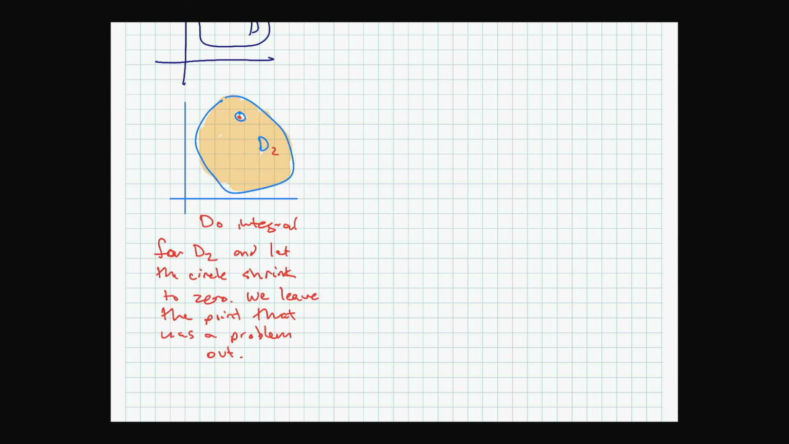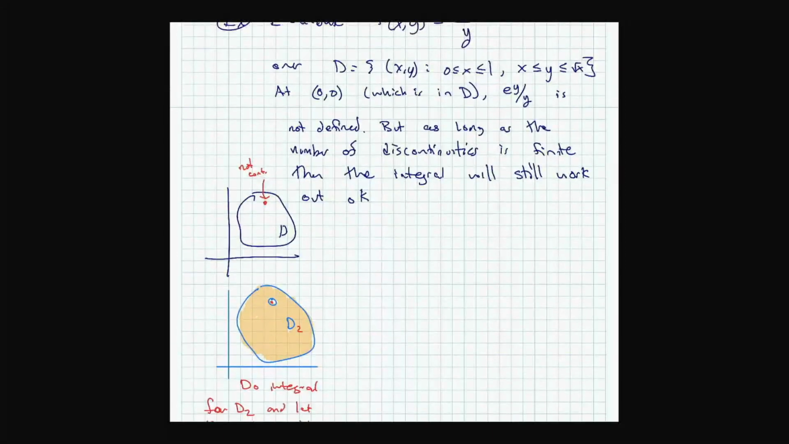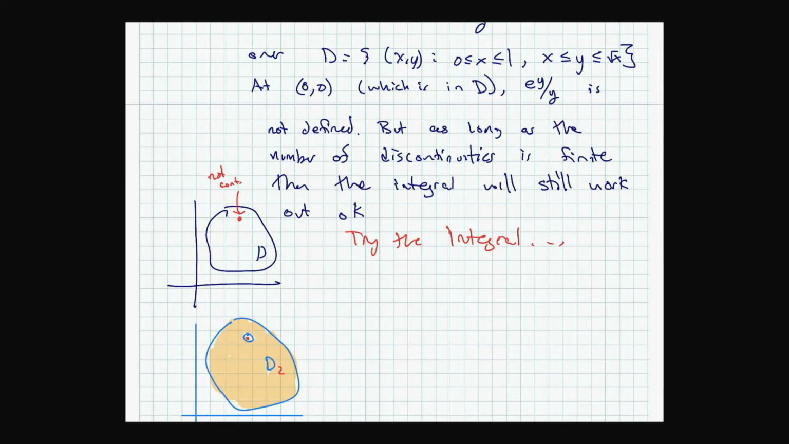So how would you do this integral? Just do it. Let's try the integral, even though we know 0, 0 is a problem. If you were going to do this integral, it would be a double integral. Our function is e to the y over y. Our outside integral is 0 to 1. Our inside integral is x to square root x, as they said.